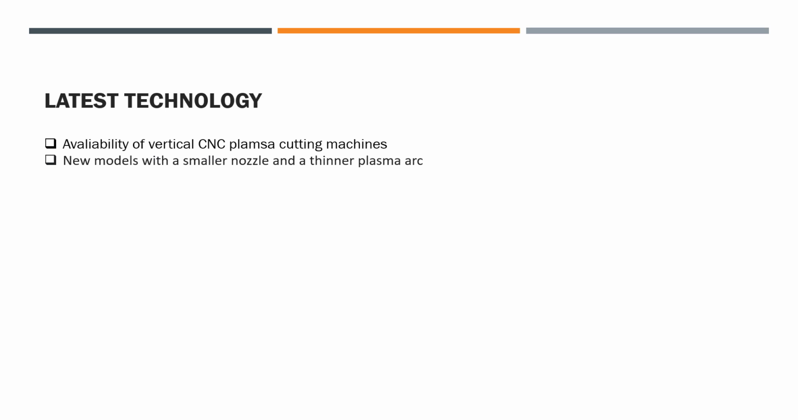We know that in the past decades, plasma torch manufacturers have engineered new models with a smaller nozzle and thicker plasma arc, which is very important for us. This allows near-laser precision on plasma cut edges, which was not being done in the previous decade. Several manufacturers have combined precision CNC control with these torches to allow fabricators to produce parts that require little or no finishing, which is very important for us.